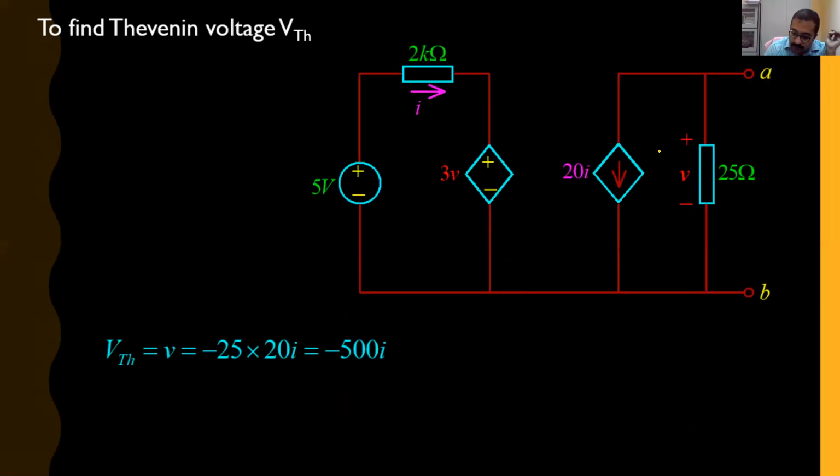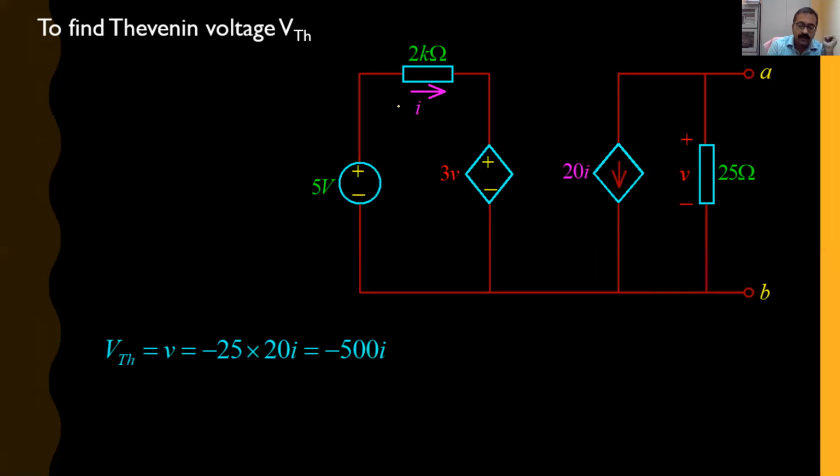Understood? The current 20I of the dependent source is flowing in the opposite direction. So your VTH is the negative of V. And what is V? Impedance times current. What's the impedance? 25. What's the current? 20I. So a minus of 25 into 20, that means minus 500I. Right?